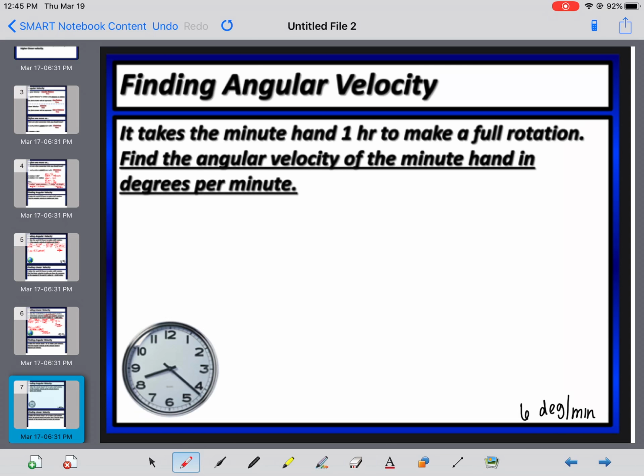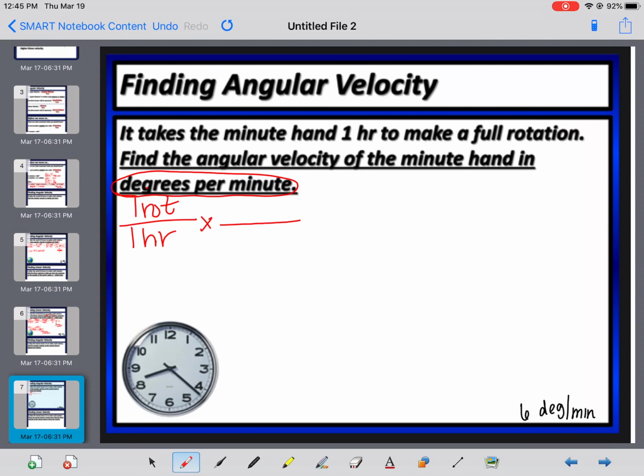Thinking about an analog clock. An analog clock is one with the face and the arms. So if it takes the minute hand 1 hour to make a full rotation, remember, we always start with rotation over time. So 1 rotation in 1 hour. And the problem is asking us to do degrees per minute. All right. So I said I like to do the time first. It doesn't matter what order you go in. The time is always a little bit easier.